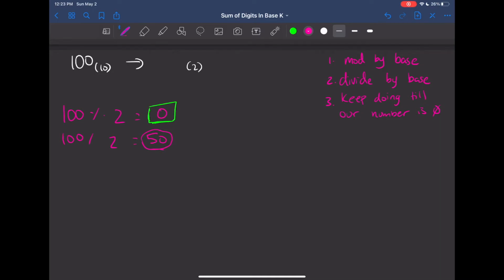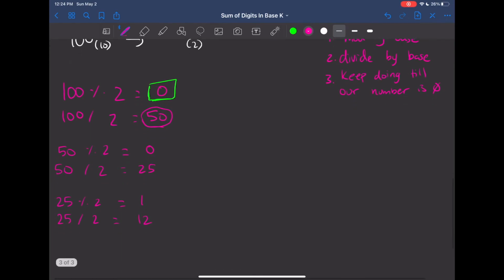Once this turns 0, we're done. So now I'm going to take 50 and mod by 2. 50 divided by 2 is 25, with a remainder of 0. So 50 mod 2 is 0. Now we divide this by 2 and we get 25. Now 25 mod 2 equals what? This is where we get a remainder of 1, so I'm going to put 1 here. And we do 25 divided by 2, and this equals 12.